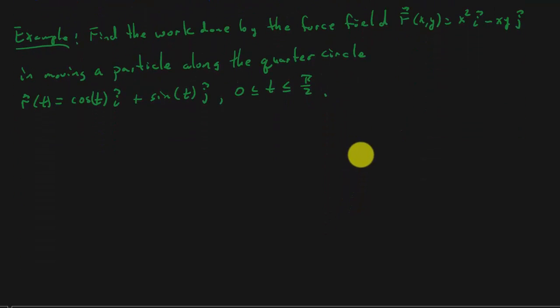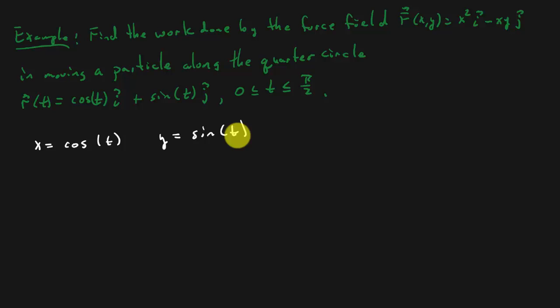It says, find the work done by the force field F of x, y is x squared i minus xy j in moving a particle along the quarter circle R of t is cosine t i plus sine t j, where t is between 0 and pi over 2. Really, they didn't have to give us that t was between 0 and pi over 2, because they did tell us it's a quarter circle. So we would have already known that. All right, so let's get x and y. So x is equal to cosine t, y is equal to sine t.